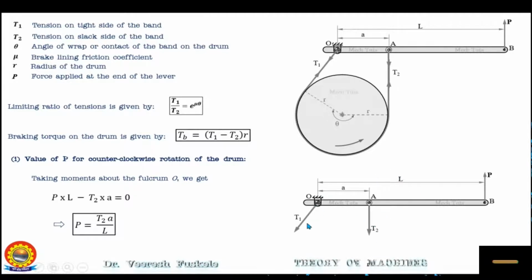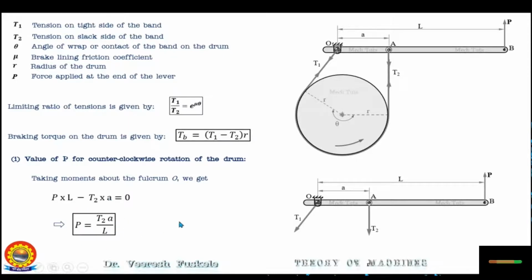As the force T1 is passing through the fulcrum point, its moment will be 0, as discussed in the earlier case also. So we can write the moment equation as PL minus T2A is equal to 0. PL is the positive anti-clockwise moment and T2 is the negative clockwise moment. So this will give us P as T2A upon L.